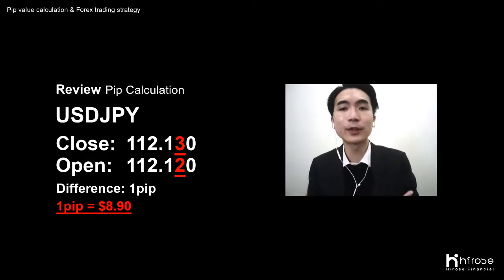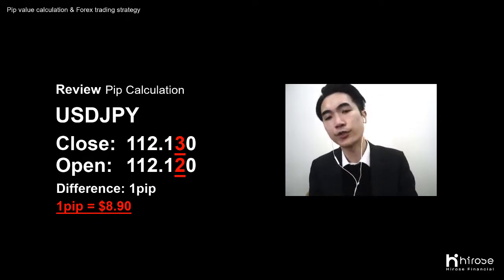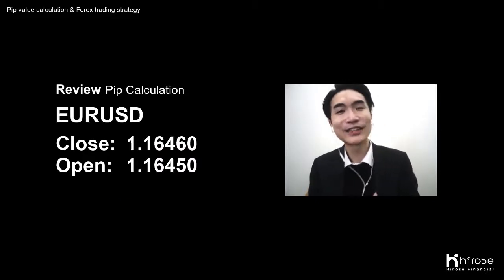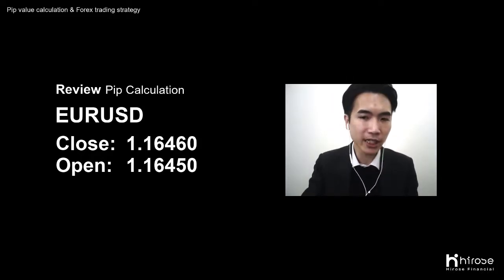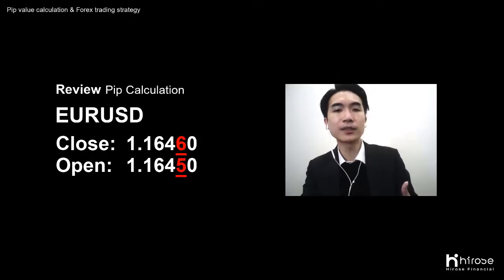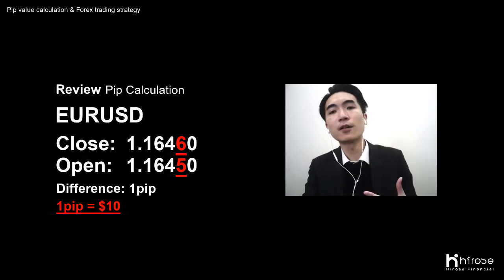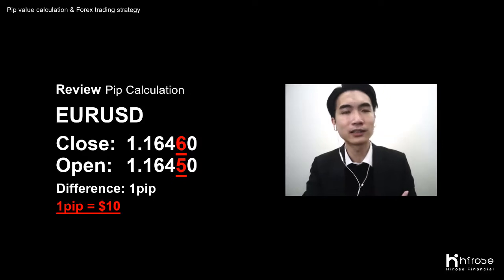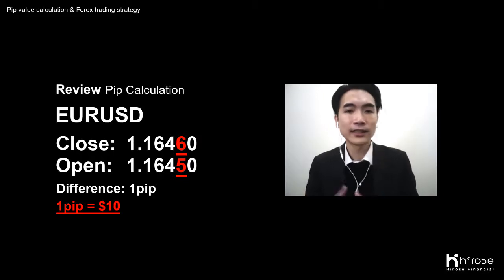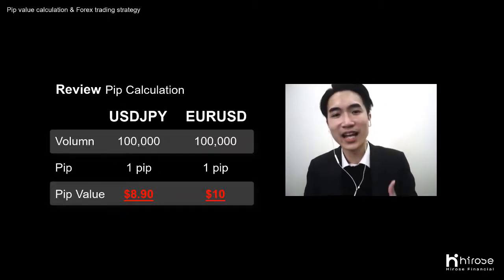Next we'll take a look at what happens if we trade euro and US dollar. Same as just now, if I expected the price to go up, I opened a trade when the price is this much here, and I closed the trade when the price becomes this much. Here, the price difference is 1 pip as well. If I traded with the same trade volume, which is 100,000 units, then each pip's value is gonna be around $10.